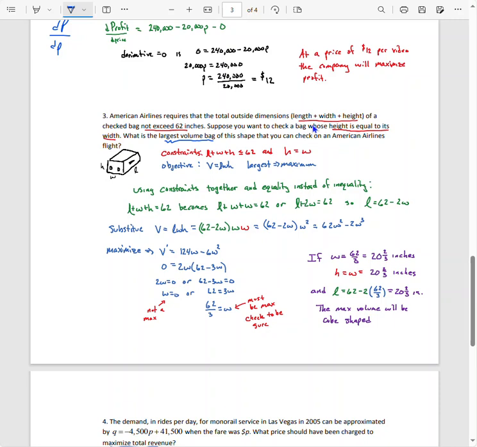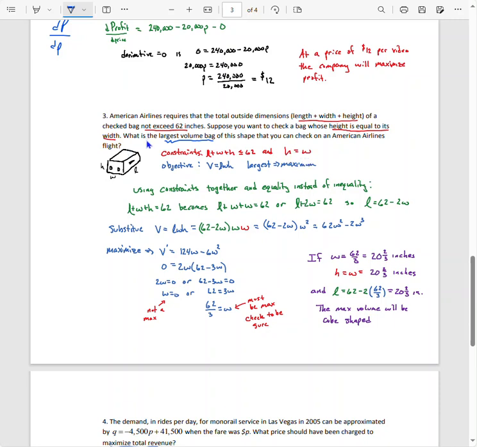But if we go back here, length plus width plus height not exceed 62 inches. So L plus W plus H has to be less than or equal to 62. And this particular bag, its height is equal to its width. So the height and the width are the same. It has a nice square base.